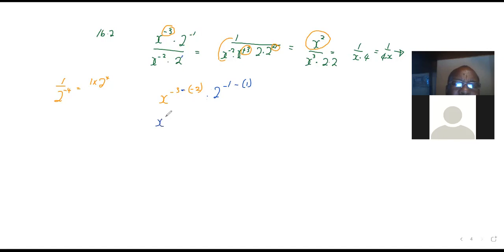Now this becomes x to the power -3 plus 2. Negative times positive is positive. Into 2 minus 2. -1 and -1 is -2. This becomes x to the power -1. And that one becomes all over 2 to the power 2. That becomes positive. This becomes x to the power -1 over 4. If I want to write that as positive, it becomes 1 into x. It's now down, it's no longer negative here. It's now positive there.